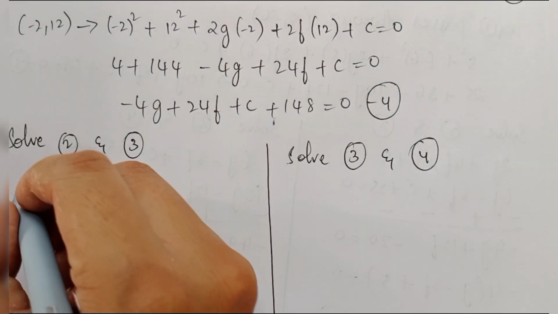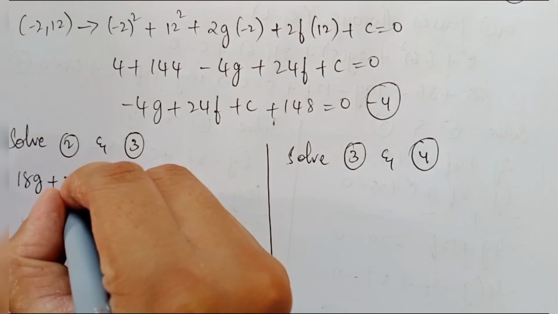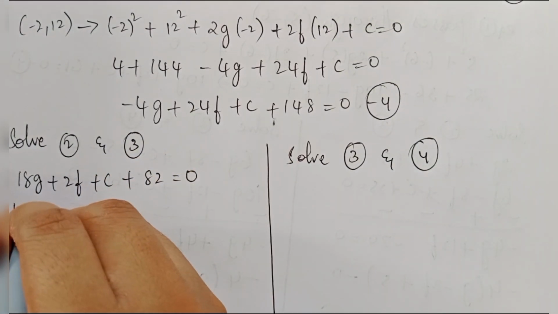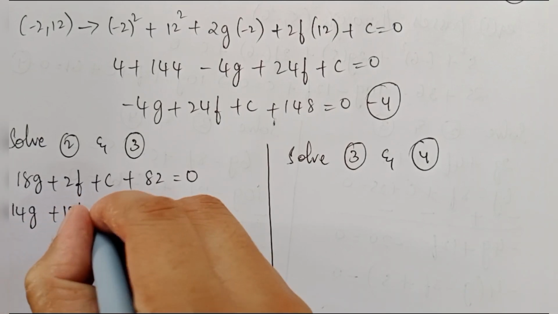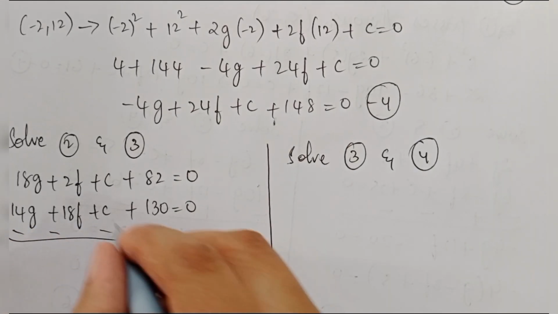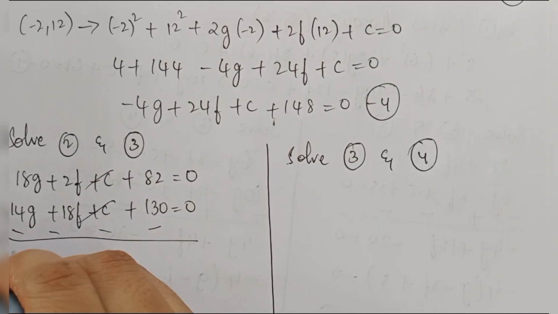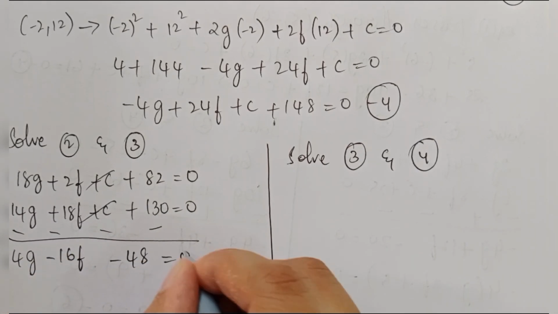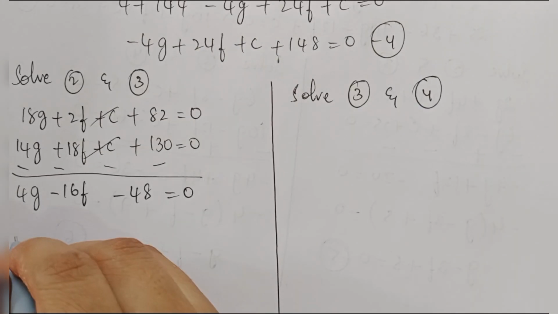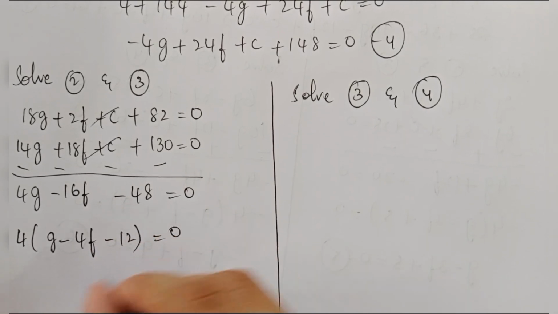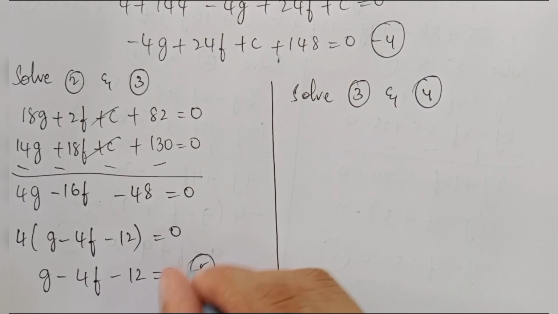So our equation 2 is 18g plus 2f plus c plus 82 equal to 0. Equation 3 is 14g plus 18f plus c plus 130 equals 0. Subtracting, so changing signs, the c terms get cancelled. We'll get here 4g minus 16f minus 48 equals 0. Taking 4 common, we'll get g minus 4f minus 12 equals 0. Take it as equation 5.